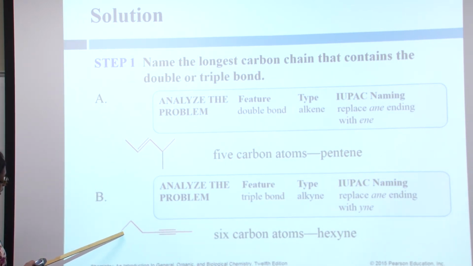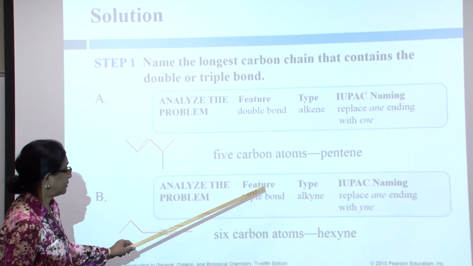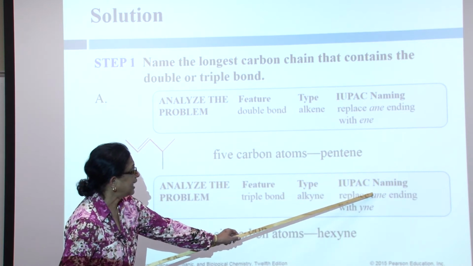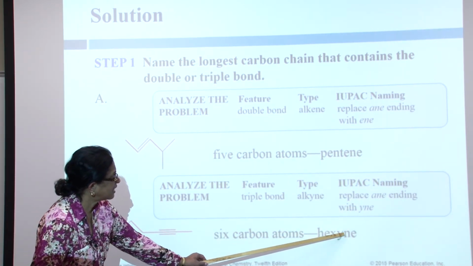6 carbons, 1, 2, 3, 4, 5, 6. Triple bond, Y and E. Replace A and E with Y and E. 6 is hex, hexyne.